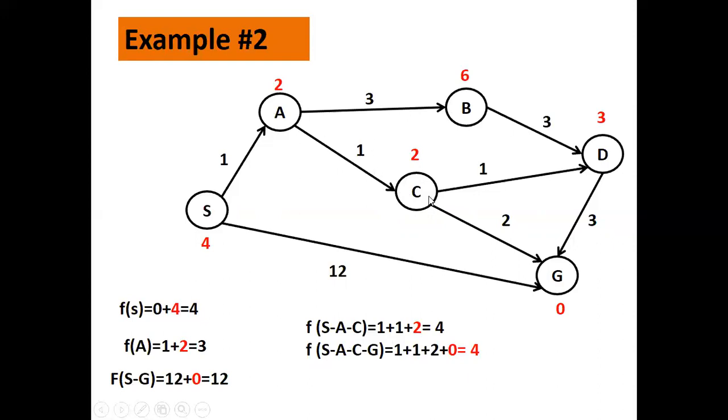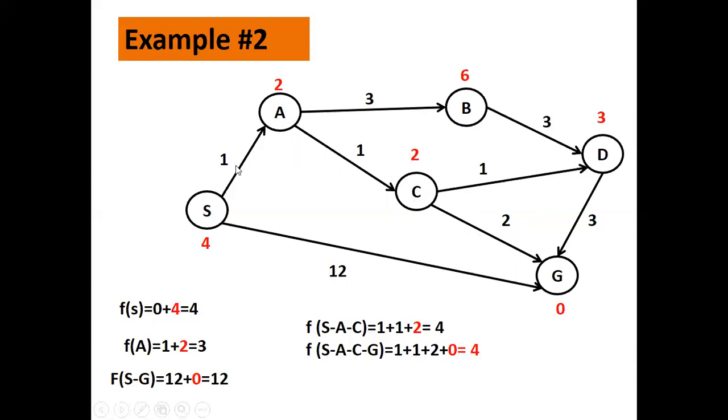Again, the cost of S, A, C: if you follow it, the actual cost to reach C will be 1 plus 1, that is 2, and the estimated cost of C to reach the goal state will be 2. So the total cost is 4. Now let us expand further. Let us follow the path S, A, C, and now from C let us go to the goal state G.